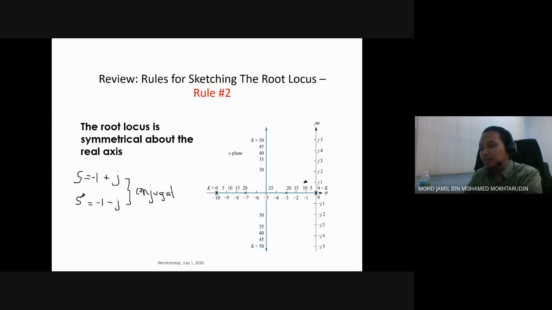Ignore the bad handwriting. Okay, conjugate. So if you plot, it will be somewhere here. These two will be symmetric about the x-axis, or the real axis. So symmetry because of conjugate.